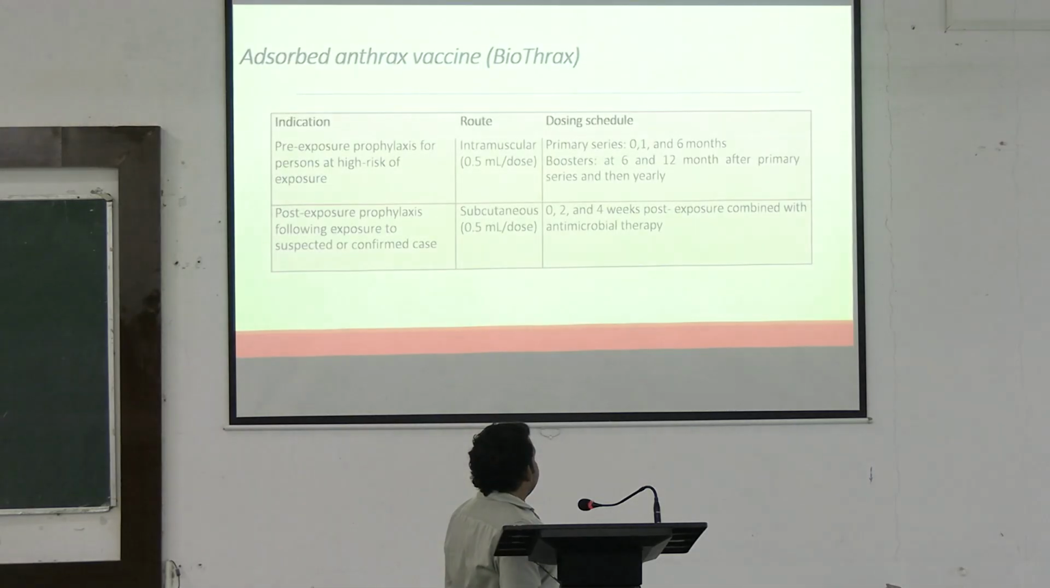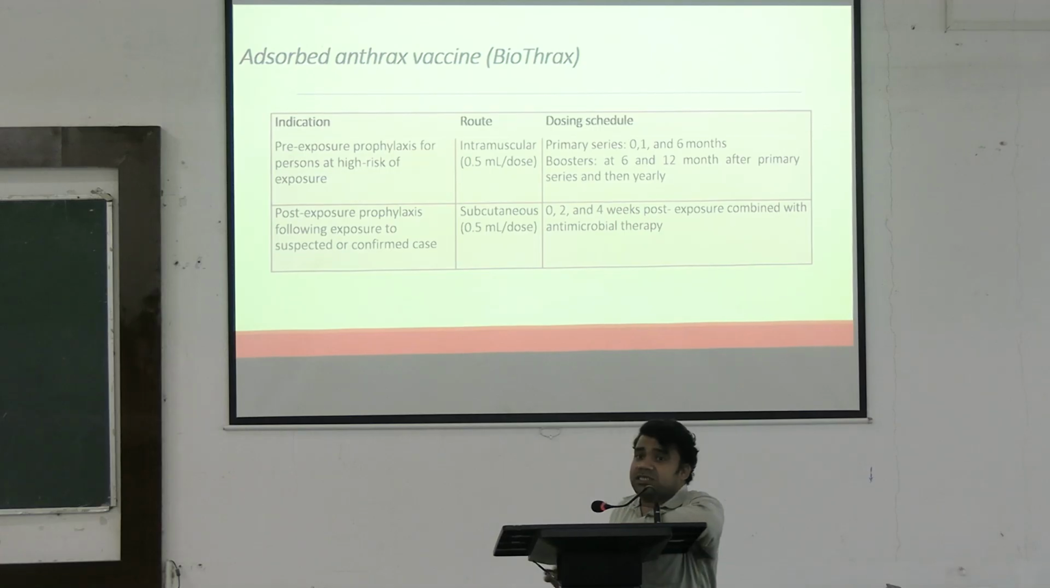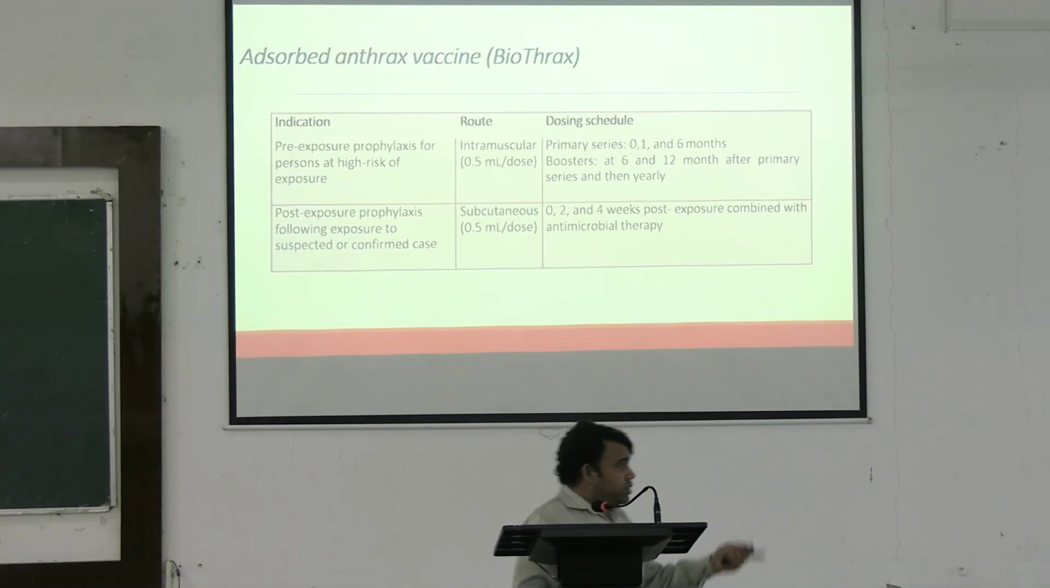Next, this is the regimen of the vaccination. In case of pre-exposure prophylaxis, we can give a 0.5 ml dose at 0, 1, 6 months, and then at 12 months. This will be the total regimen, after which the vaccine has to be repeated every year. That means annually the person has to take the vaccine. But in case of post-exposure prophylaxis, we can give the vaccine at 0, 2, and 4 weeks.